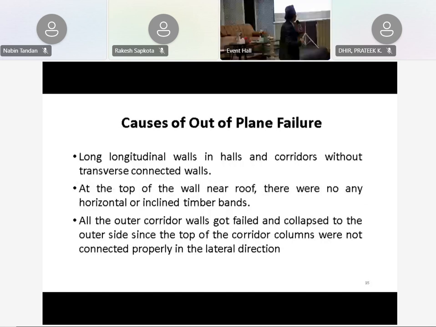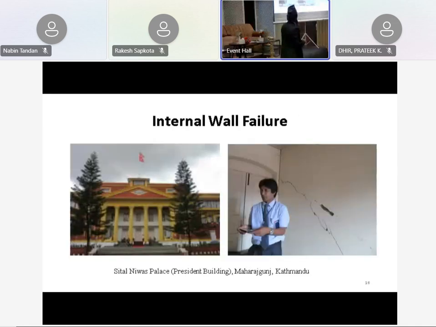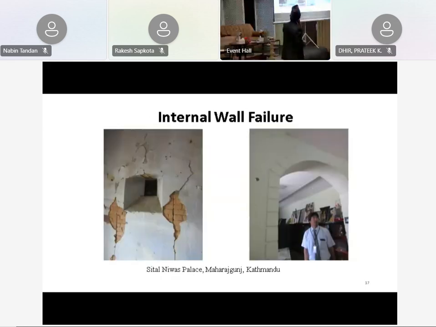Next, please. We can see in the top floor near the roof there was no connection, and mostly in the outer part of the corridor, for example at Rani Pokhari, in front of the Rani Pokhari Darbar High School, the whole wall collapsed out of plane. Next, please. And this is in the Shital Niwas. You can see the different failures inside the building. Next. And this is the internal wall failure of the same Darbar Palace.